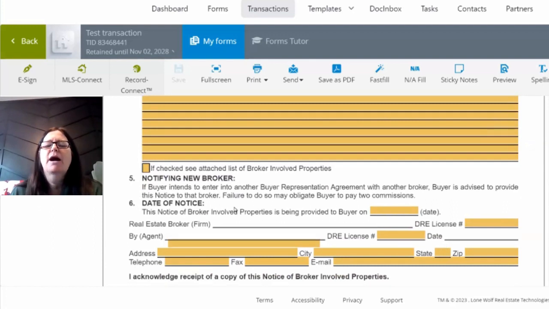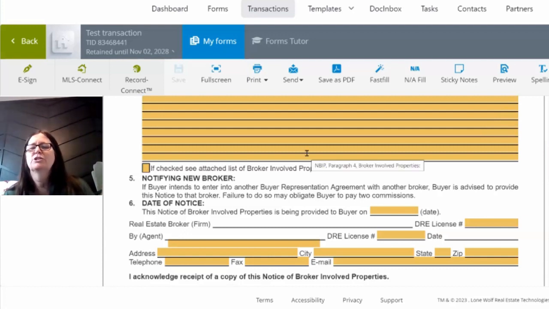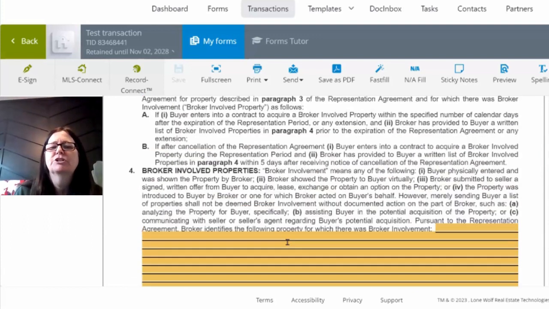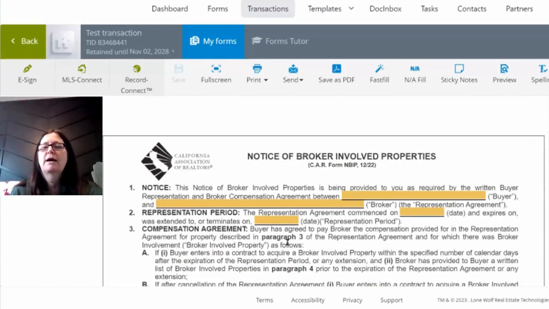And then it's giving the buyer a notice here that if they want to enter into another agreement with another broker, it's advised that they provide this notice to that broker. And if they don't, they might be obligating themselves to pay 2 commissions. So this is the official form where you would give the buyer the notice of the broker involved properties. It's a pretty simple form.